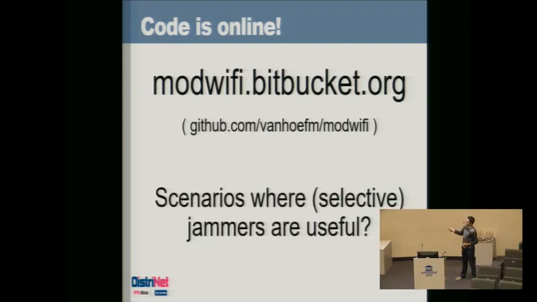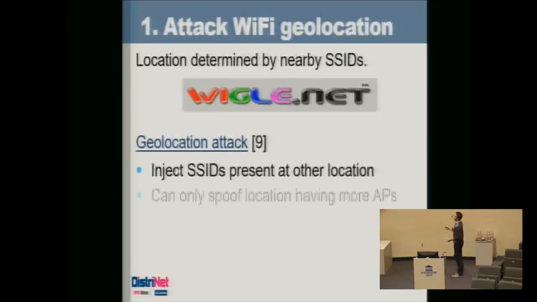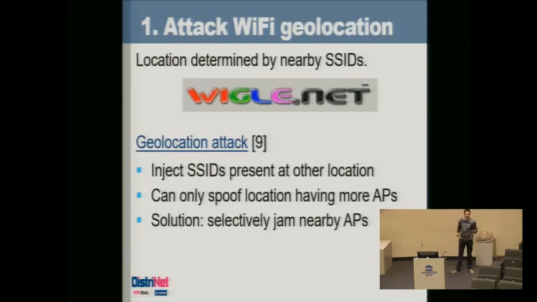But these slides will be online, so you can view these slides to get an idea of what you can really do with this. Basically, you can attack Wi-Fi geolocation by injecting your own SSIDs and by jamming nearby SSIDs. And what you can also do is, for example, try to jam rogue access points.